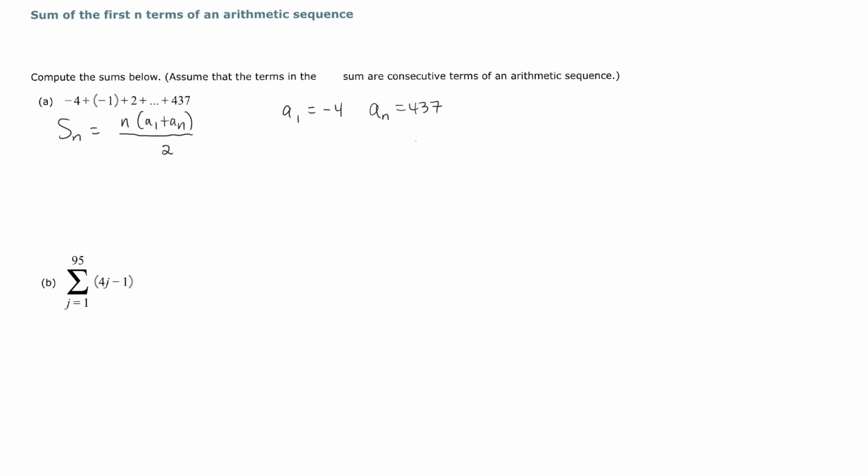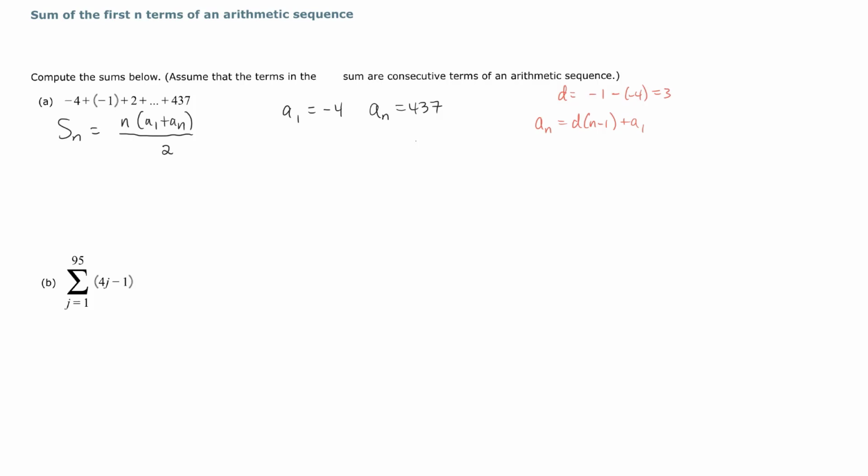Well, the arithmetic difference here is 3. You could see that because you could take the two consecutive terms there, -1 and -4, and subtract, and you realize you get 3. And we know the general formula for the arithmetic sequence is going to be d times (n minus 1) plus a sub 1.